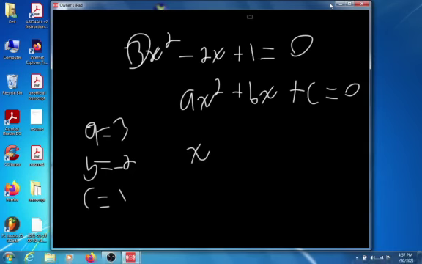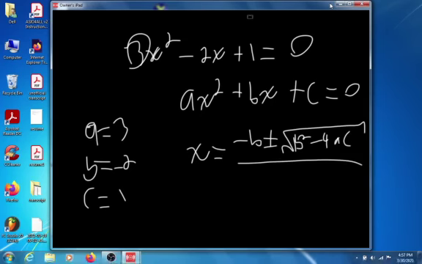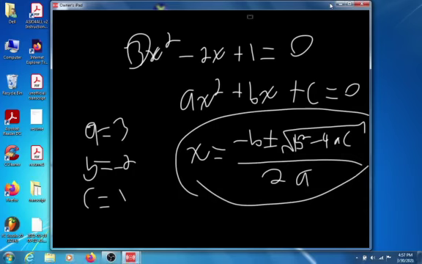To solve for x in this equation, we use the quadratic formula. It's going to be in the form negative b plus or minus the square root of b squared minus 4ac, all divided by 2a. So that's the quadratic formula. It's just solving for x.